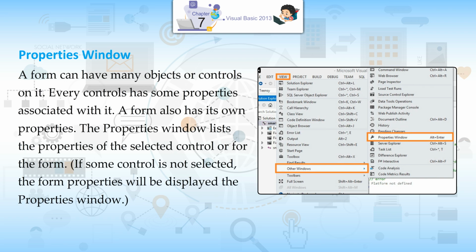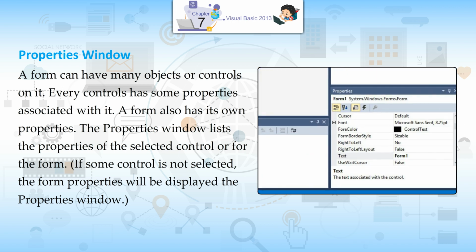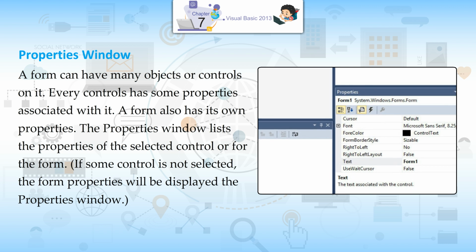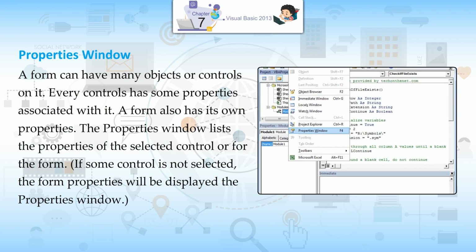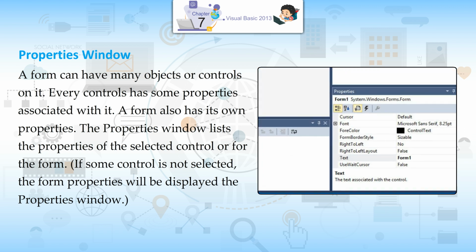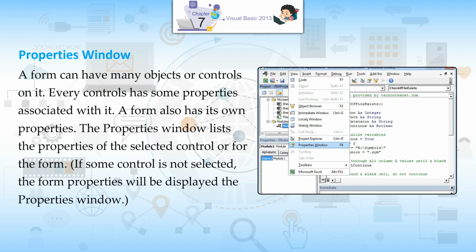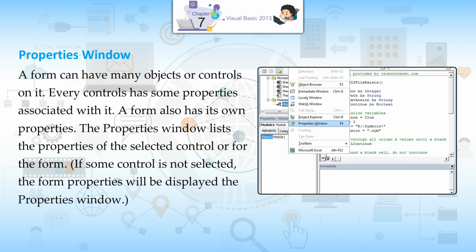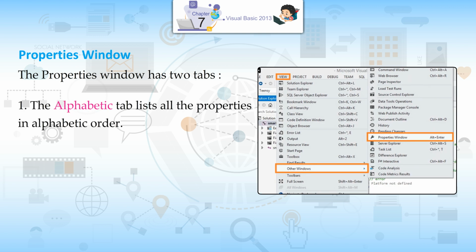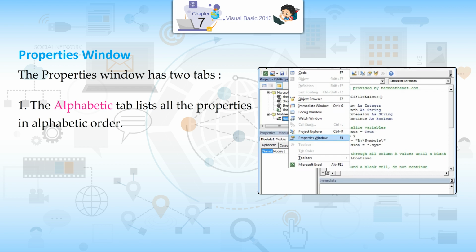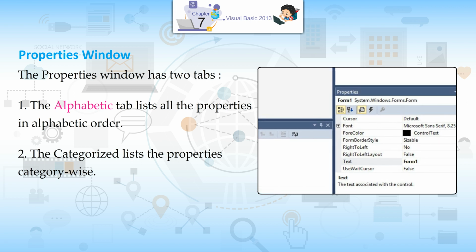Properties window. A form can have many objects or controls on it. Every control has some properties associated with it. A form also has its own properties. The properties window lists the properties of the selected control or of the form. If no control is selected, the form properties will be displayed in the properties window. The properties window has 2 tabs. First, the alphabetic tab lists all the properties in alphabetic order. Second, the categorized tab lists the properties category-wise.